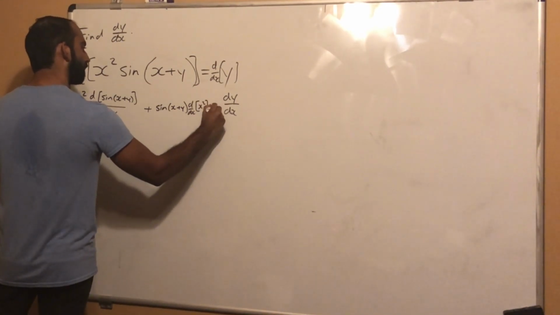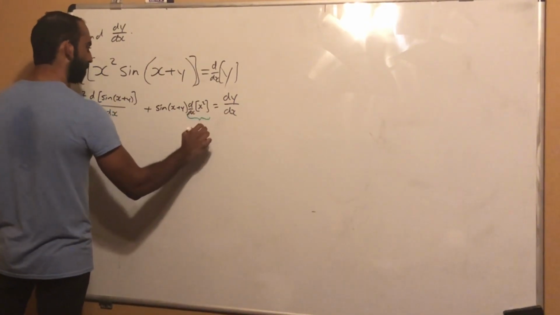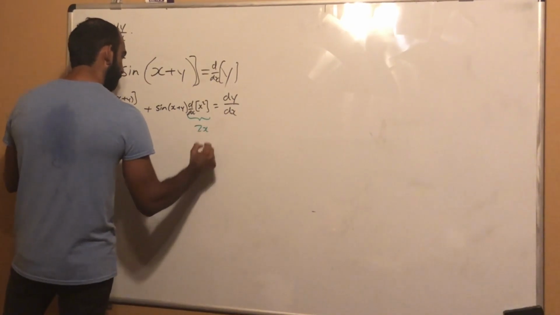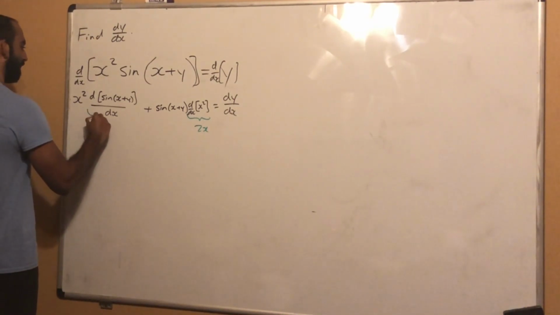And that equals dy over dx. So, Victoria, what does that equal? That's 2x. The hard part of this computation comes in finding what though? The derivative of sine of x plus y. Yeah, how do we do this guy?